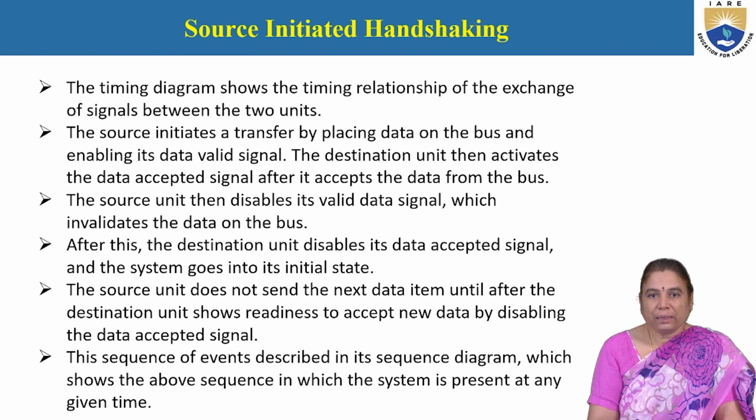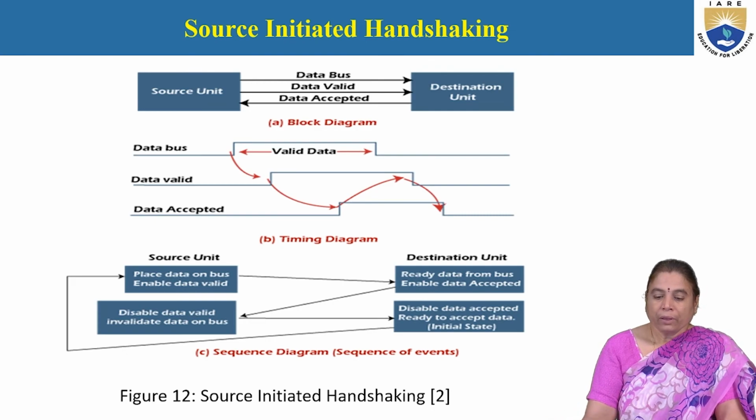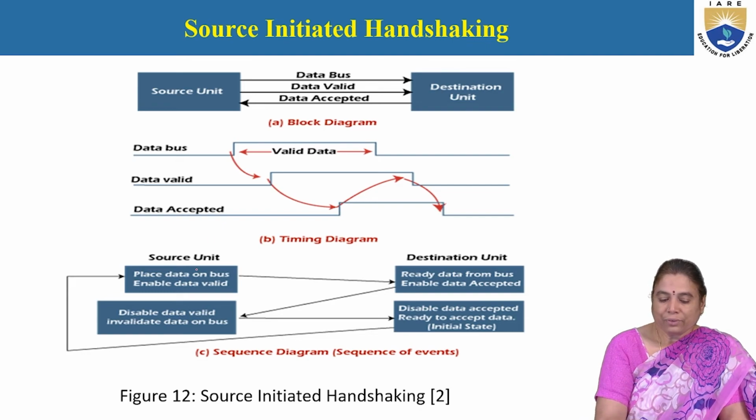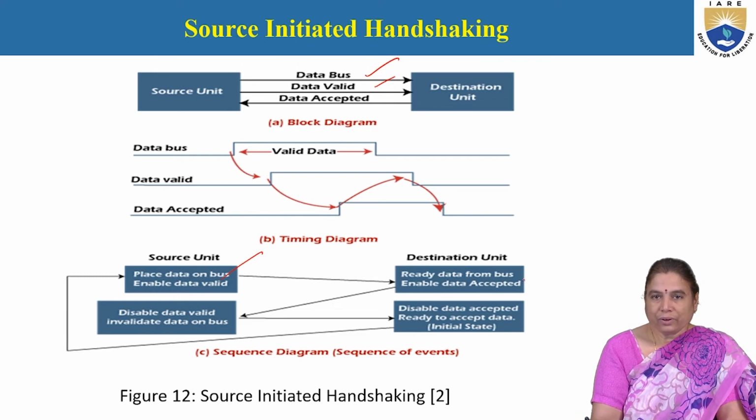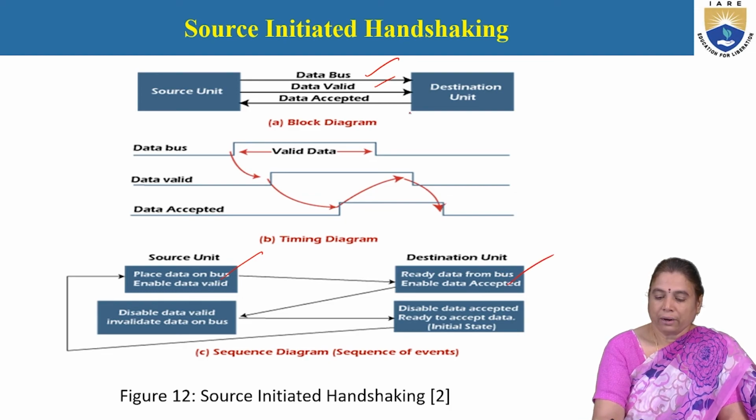Here also two methods are there. One is source initiated handshaking. The second one is destination initiated handshaking. In the source initiated handshaking, first the source unit places the data on the data bus and enables the data valid signal. Then the destination unit accepts data from the bus and enables data accepted, so that the data accepted signal is transmitted from the destination unit to the source unit.